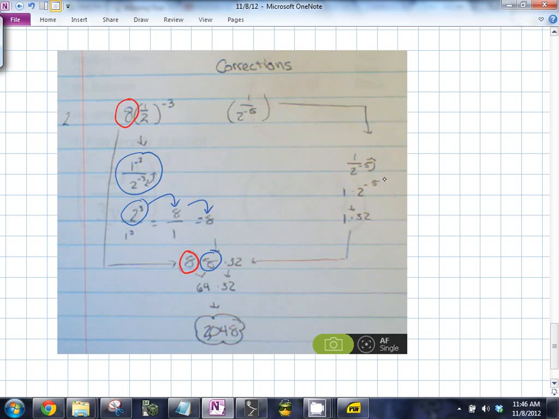Some of you are writing this on. That's 1 times what? 2 to the 5th over 1, which is... And what is 2 to the 5th, Molly? 32. So 32 is right there. So you had 8 times 8 times 32, which is 2,048.